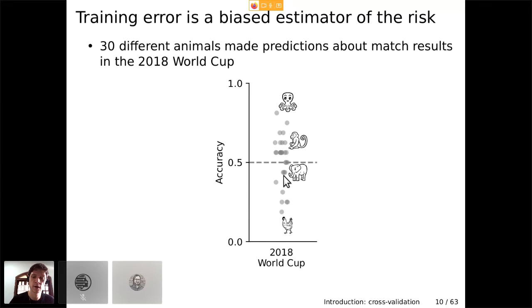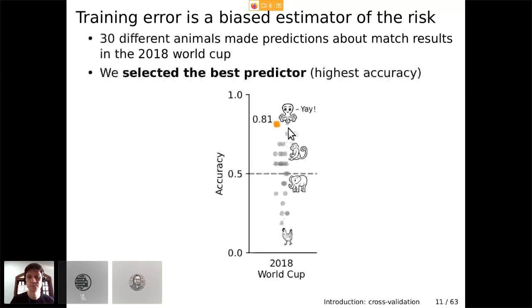So here are their average accuracies, the proportion of matches that they got right during the 2018 World Cup. And we will select the best of them. So this octopus here got an accuracy of 0.8, so it seems very good. And now we will want to use it in this year's World Cup.